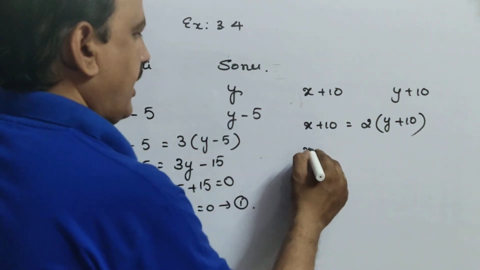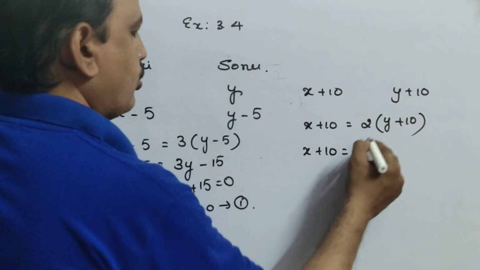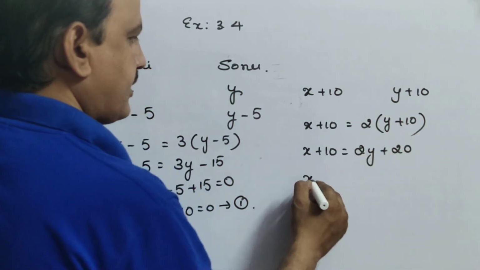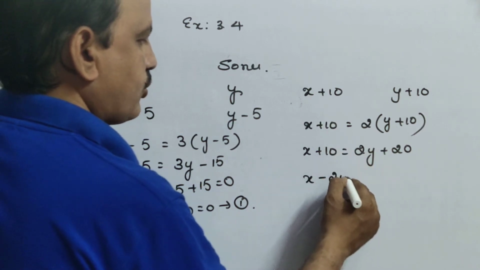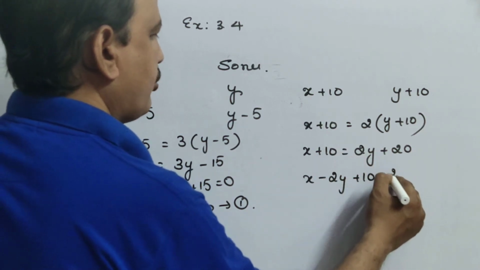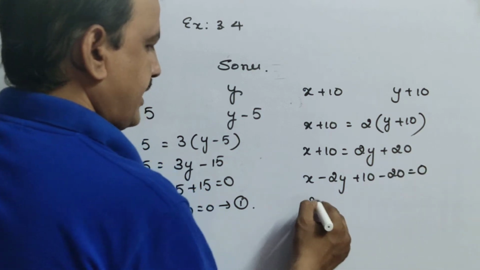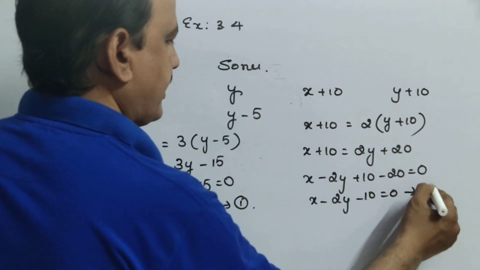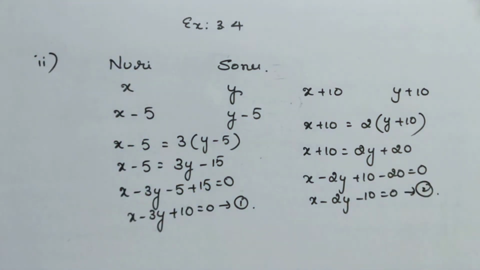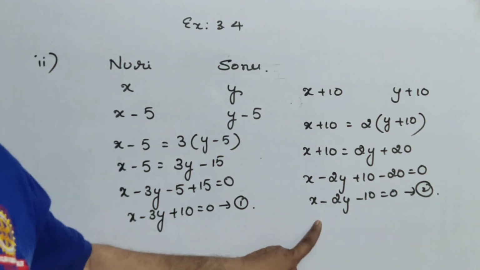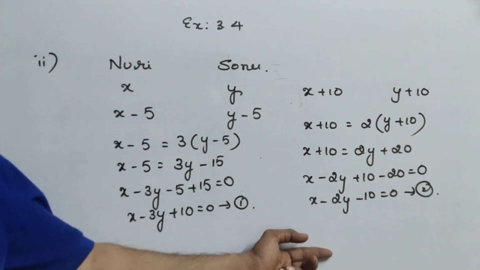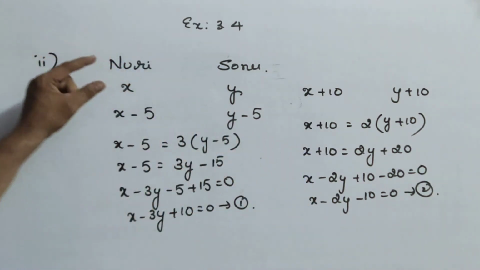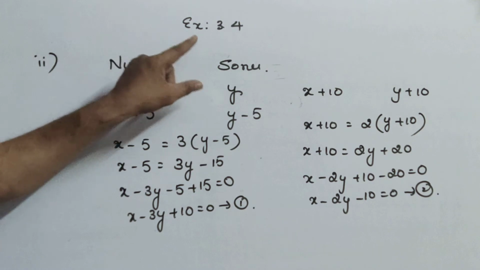That is x plus 10 equals to 2 into y, 2y plus 2 tens are 20. So bringing this to this side, x minus 2y plus 10 minus 20 equals to 0. That is x minus 2y minus 10 equals to 0. So this is the second condition. Now you got the two equations. Okay, so you can eliminate very easily by using the elimination method and find the values of x and y. Then you can get the ages of Nuri and Sonu.